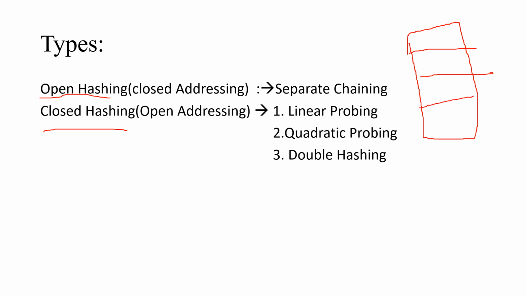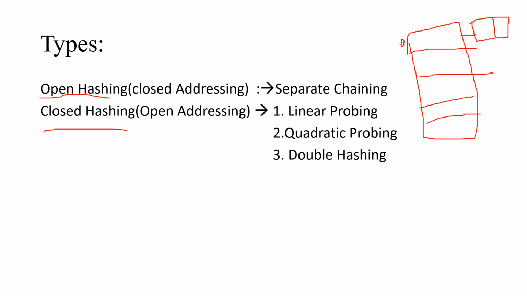then what will we do? If a collision occurs, suppose I have a zeroth index and two or more elements are getting the zeroth index, what will it do? It will create a node outside the table size, and there it is going to store the element in open hashing.